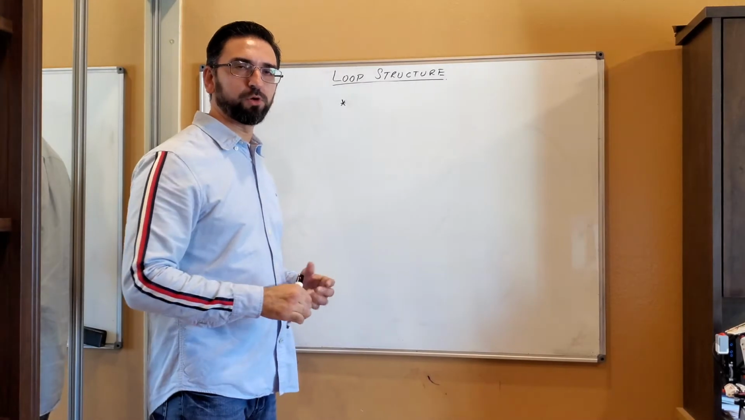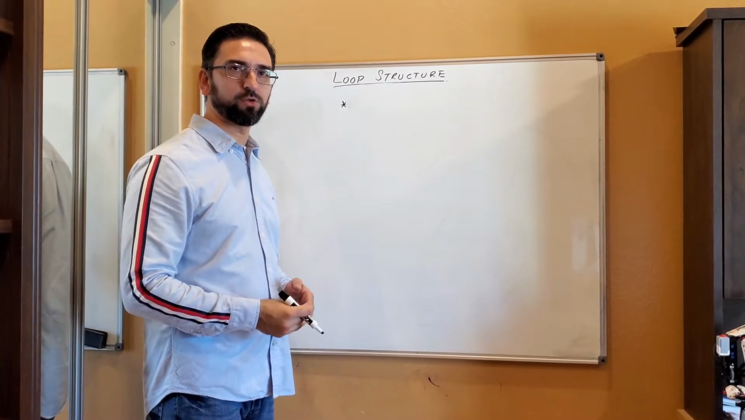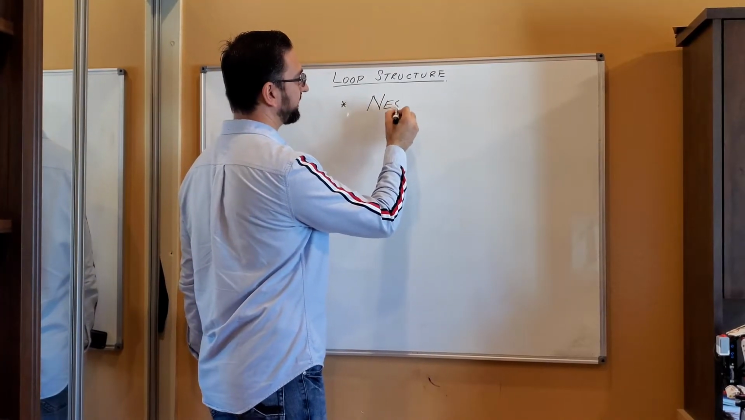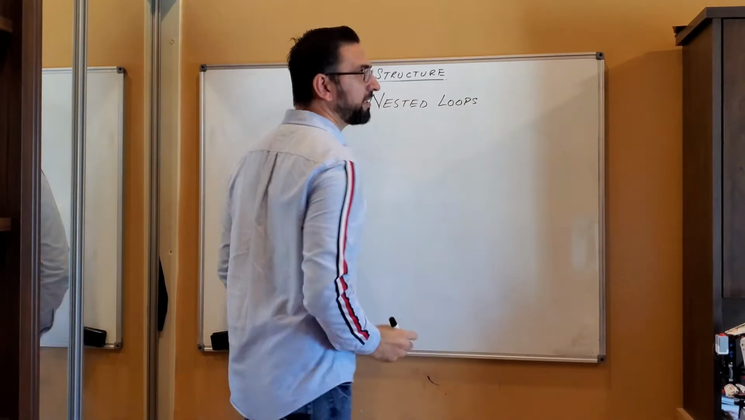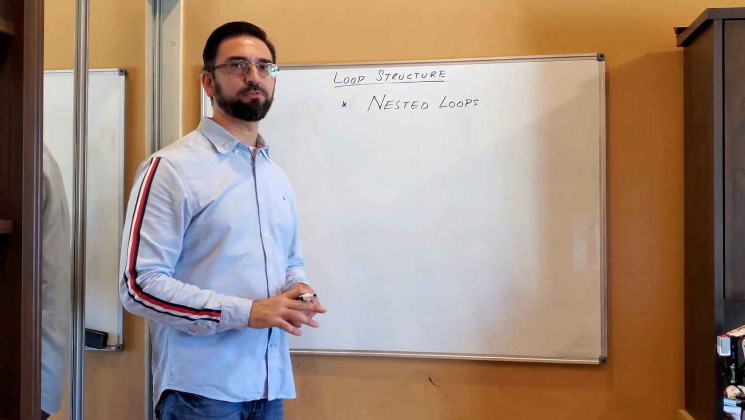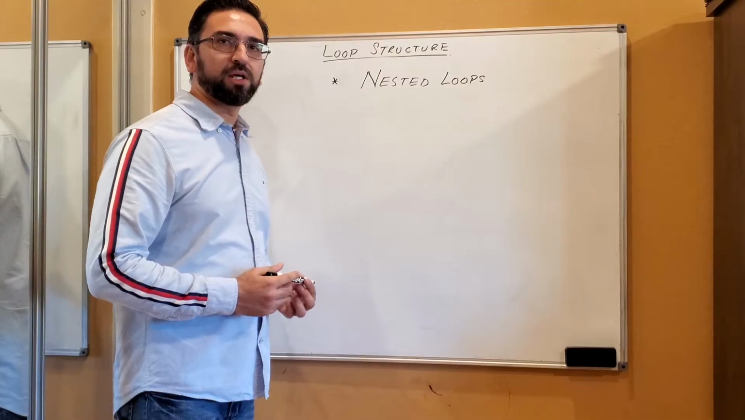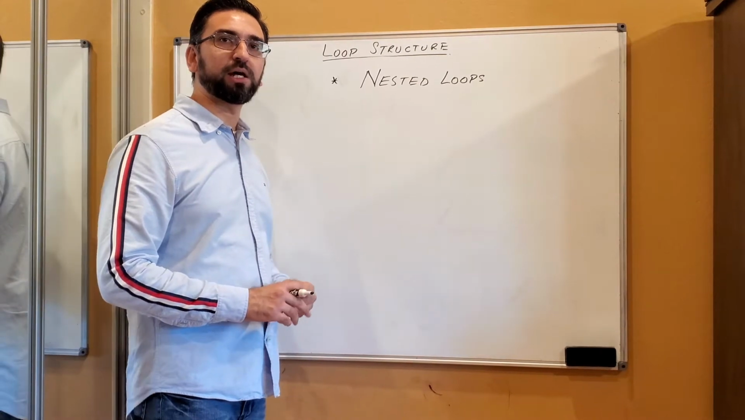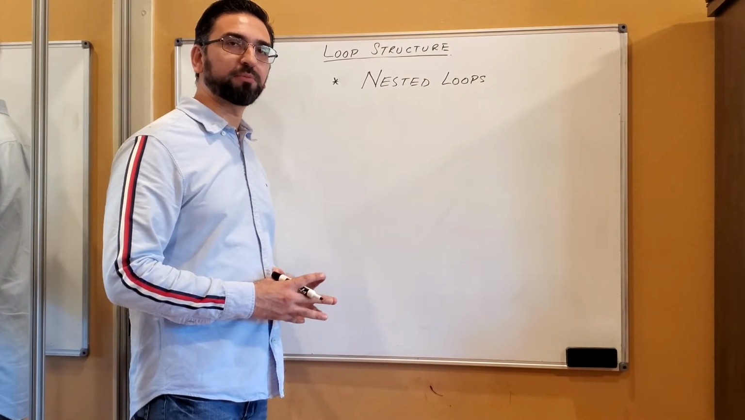So now that we have explored definite loops, indefinite loops, and infinite loops, the next loop structure we can study is called nested loops. Nested loops are nothing more than a combination of different types of loops inside one another. Let's use an example to illustrate what nested loops are and how they can help us in programming.